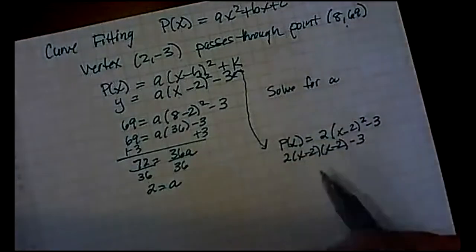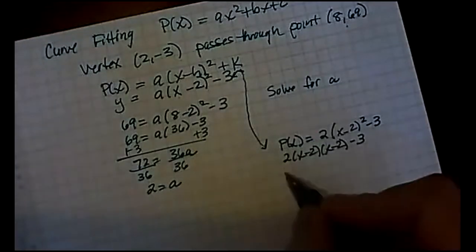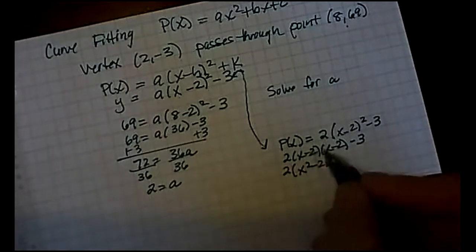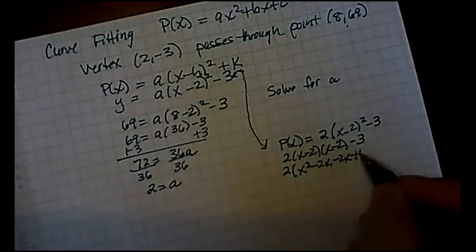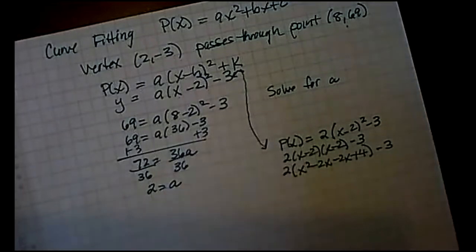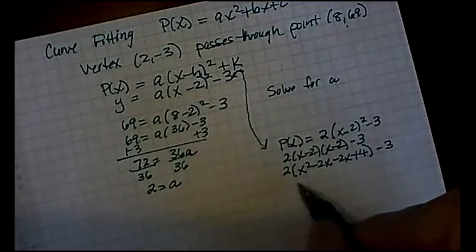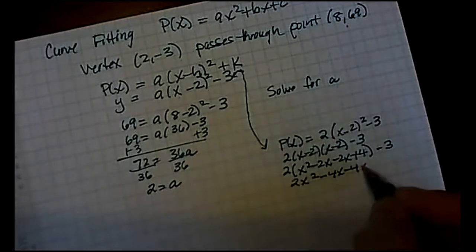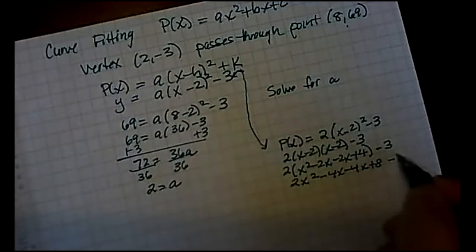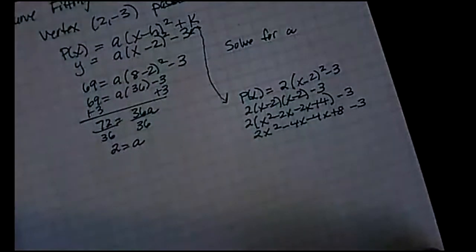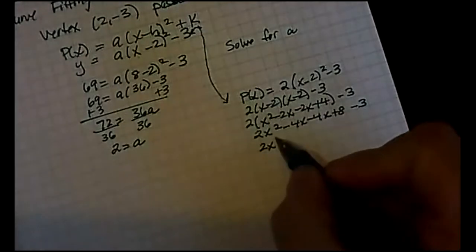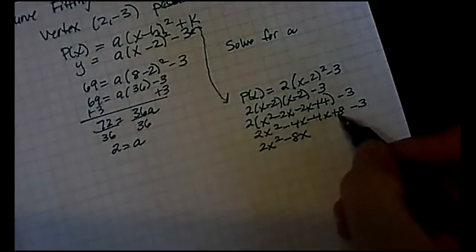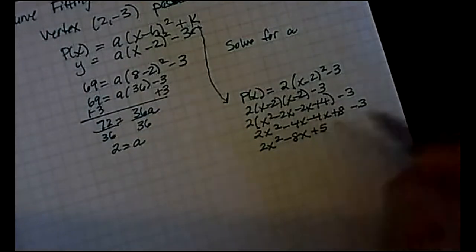Okay. So I would multiply this together first. So x times x is x squared minus 2x plus 4 minus 3. All right, so we'll distribute through. So we have a 2x squared minus 4x plus 8 minus 3, and then combine any like terms that we have there. So we have a 2x squared minus 4x is a negative 8x, plus 8 minus 3 is a plus 5. So all I do is just multiply.